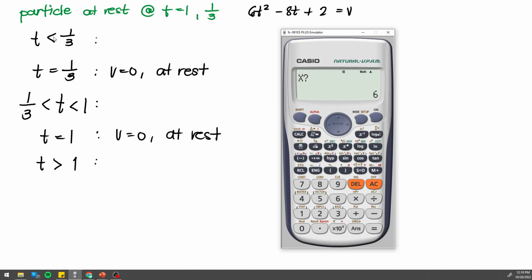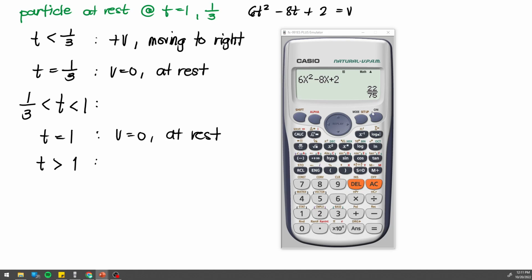So calc, then just assign any value less than 1/3, no? So let's say 0.9 over 3. So that is positive, so we have positive value. So just to verify, another one, let's say 0.8 over 3. Ayan, so positive pa rin. So meaning we have a positive velocity, moving to the right yung particle natin.